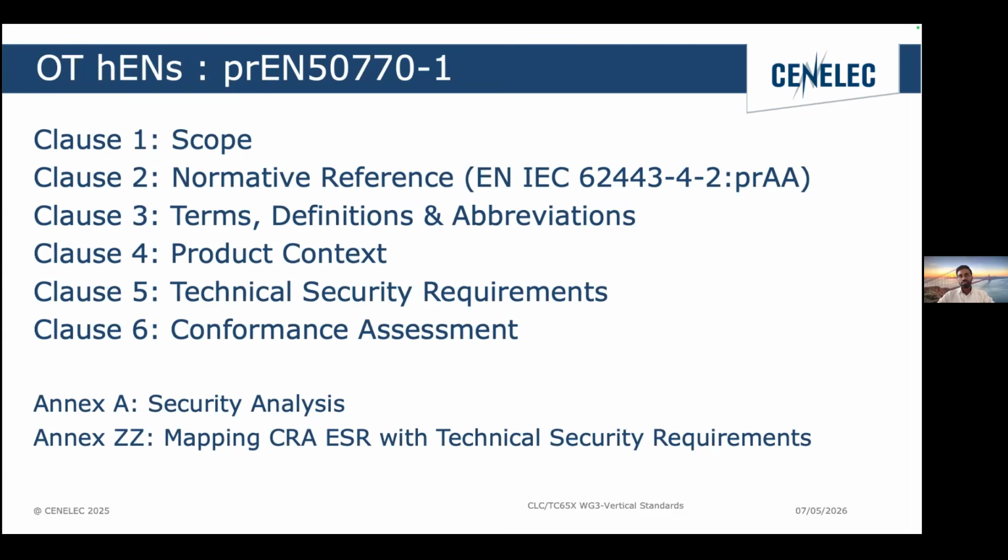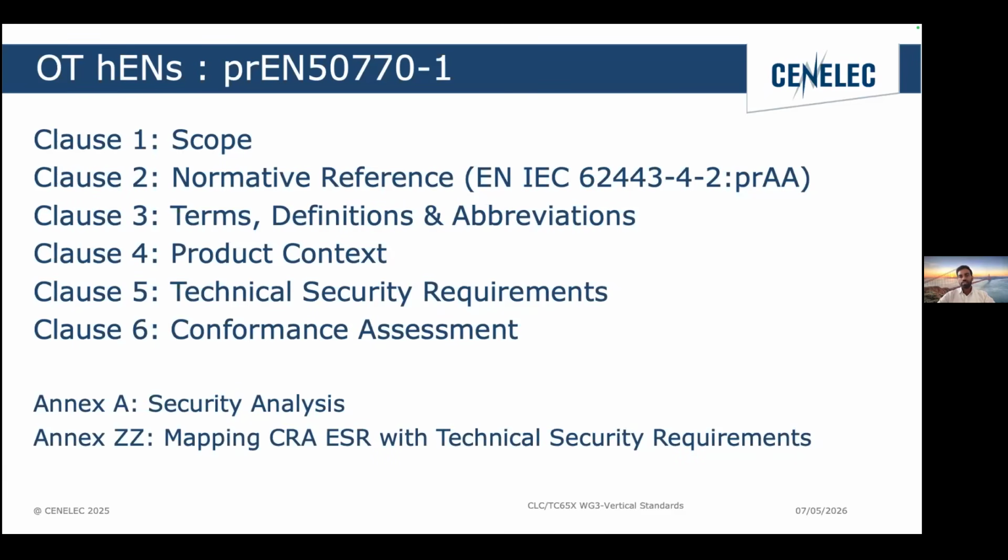We have 6 clauses. Clause 1, scope; clause 2, normative references. In our case, as I said, all these OT harmonized standards are based on the broad vertical EN IEC 62443-4-2. And we also have terms, definitions and abbreviations. Clause 4, product context, is where we start, how to do it. Clause 5, technical security requirements to address the core functionality and also the other functionalities. And clause 6, how to test these requirements.